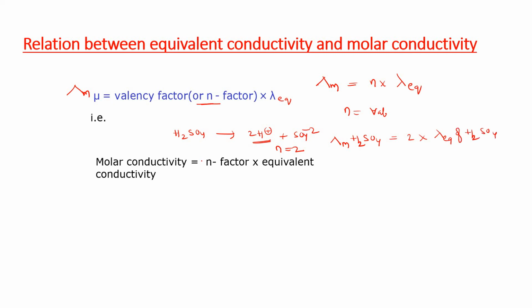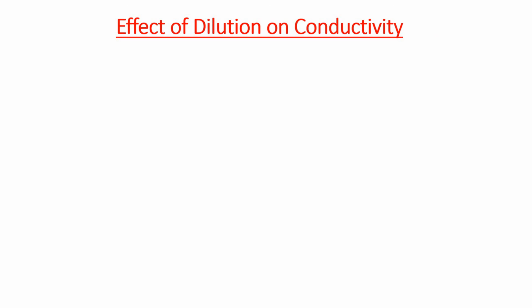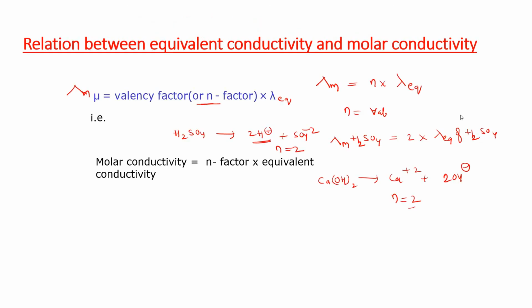In this way. For example, you take calcium hydroxide. Calcium plus 2 plus 2 moles of OH minus. How many negative charges? 2. How many positive charges? 2. Now n is equal to 2 here also. In this way, we can easily calculate the relation between equivalent and molar conductance.